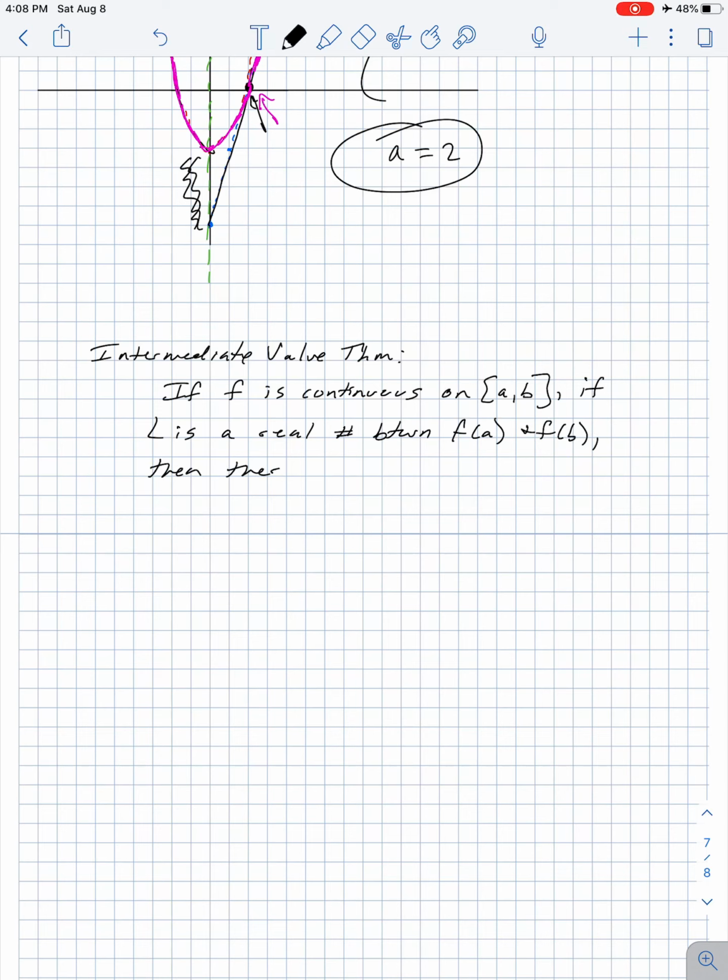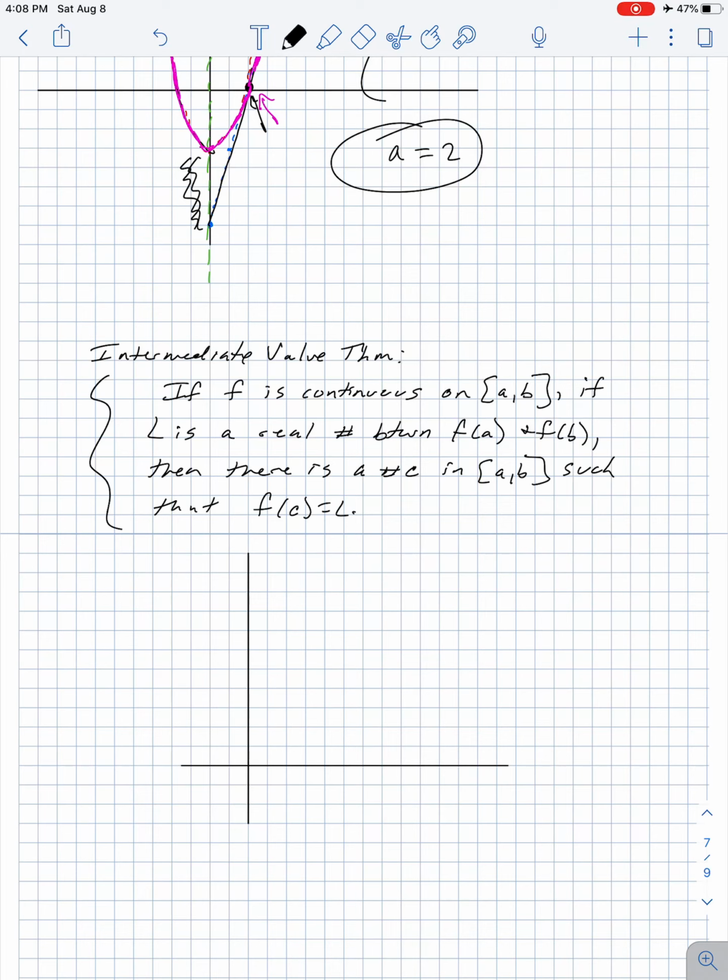then there is a number C in the interval AB such that f of C equals L. Okay. Let me draw a picture. I always draw pictures for theorems. The pictures help so much for me, because this just feels like garbage. You're like, what in the world is happening right there?